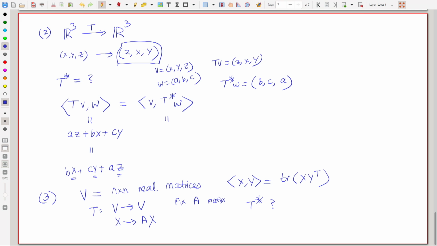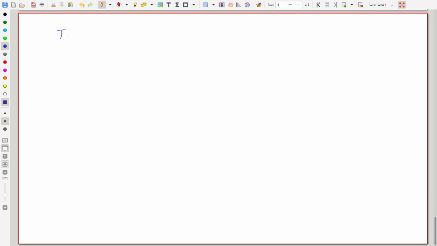Let us use the definition again. What is the definition? <Tv, w> is <v, T star w>. Now let us take v to be X and w to be Y. Remember, the vector space is now different, it is the space of matrices. So what is Tv? Tv is just A into X, A multiplied by X. This is a product of two n cross n matrices, by the way.